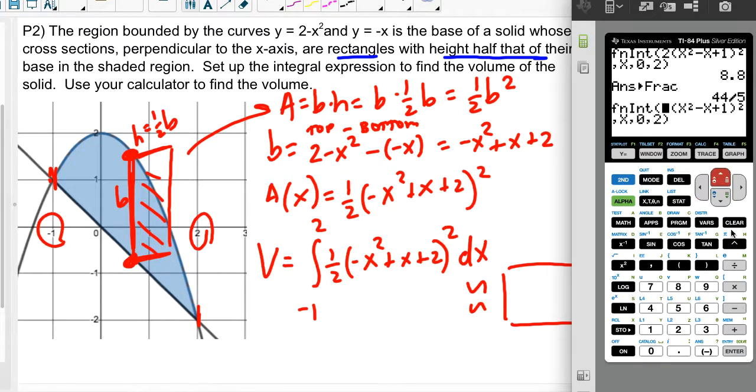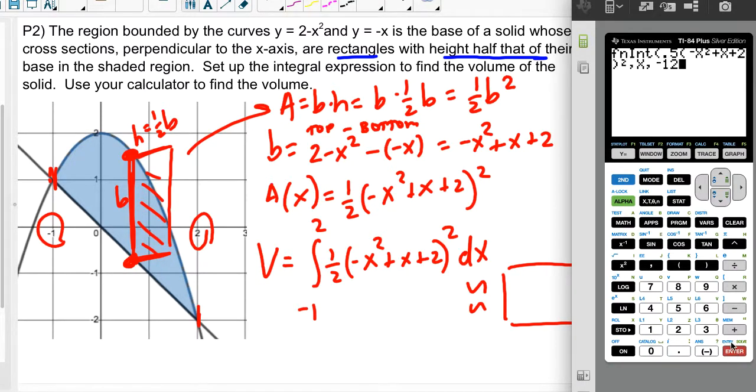I'm going to change the 2 to a 0.5 because that's the 1/2, right? I'm going to insert a negative in front of that x squared. I'm going to make it a plus x, and I'm going to make it a plus 2, and it's squared, and my integral is from -1 to 2. So let's double check that's right. I get a 0.5, a negative x squared plus x plus 2 quantity squared with respect to x from -1 to 2. I hit enter.